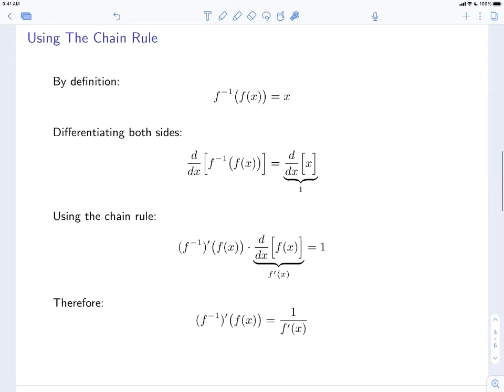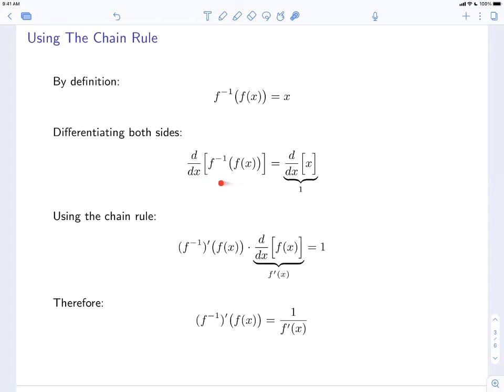The usual way to prove this is using the chain rule. We start with the definition of f inverse. F inverse undoes f. So x maps to f at x, but then f inverse sends that back to x. This is often called the cancellation rule. If we then differentiate both sides, we have the derivative with respect to x of a composition, f inverse of f at x, but this is equal to the derivative with respect to x of x. Of course, that's simply 1.